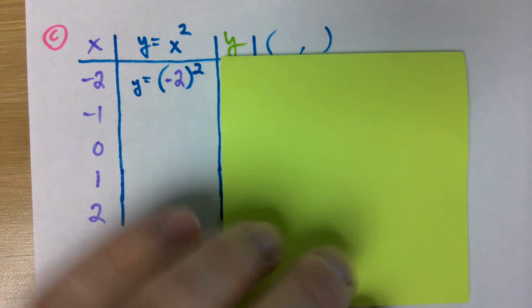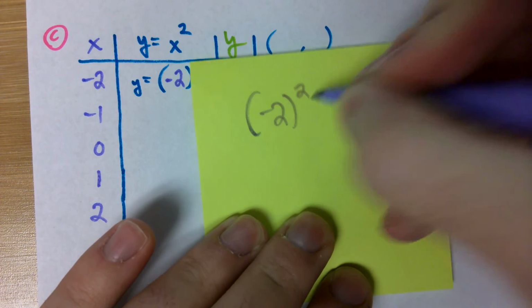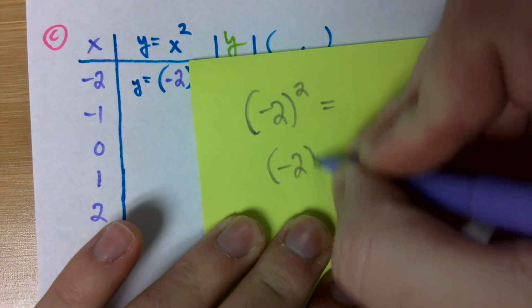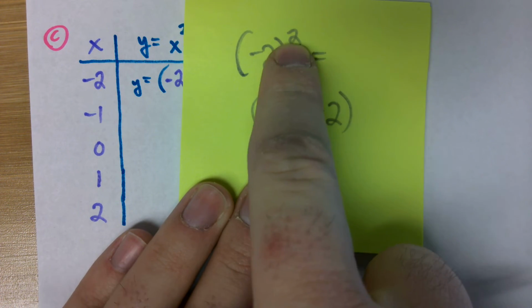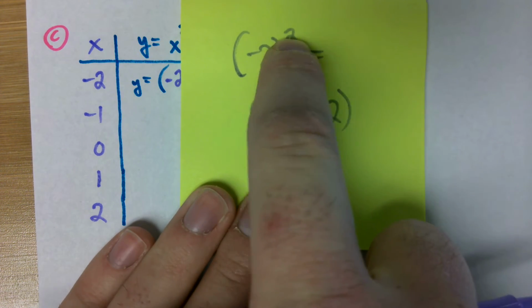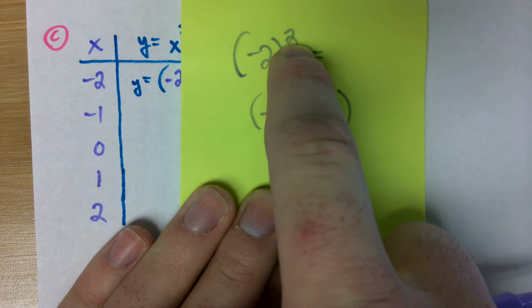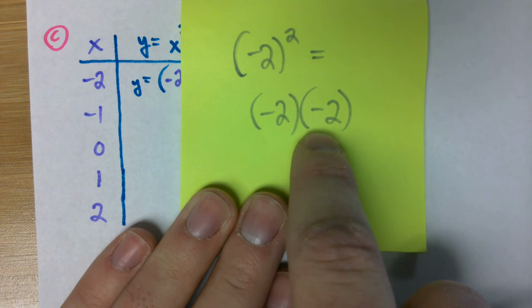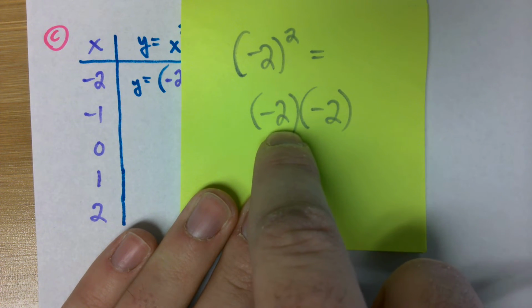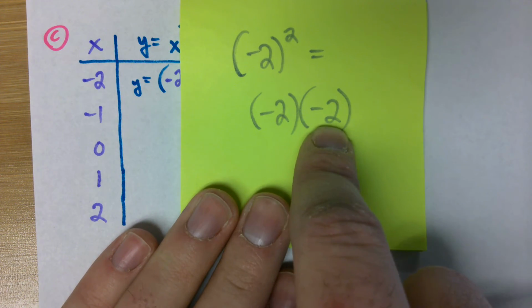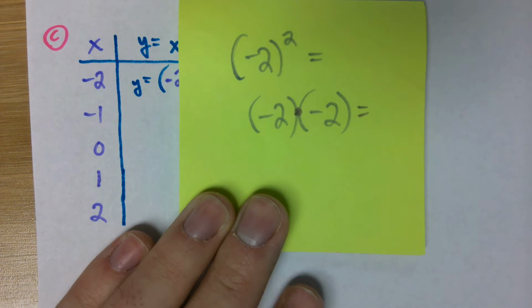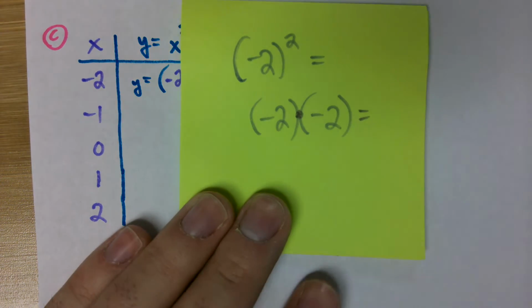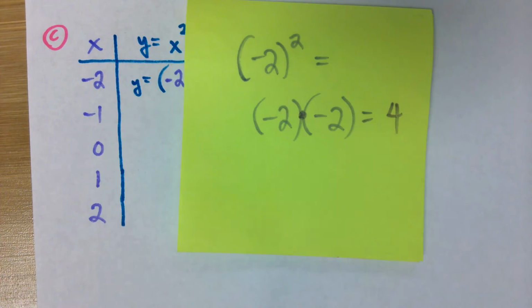Just a quick exponent review. When we see negative 2 with an exponent of 2, we know that this is how many times we're multiplying negative 2 by itself. So we're doing it twice. We got one negative 2 here and another one here. When we multiply these together, what do we get? Positive 4.